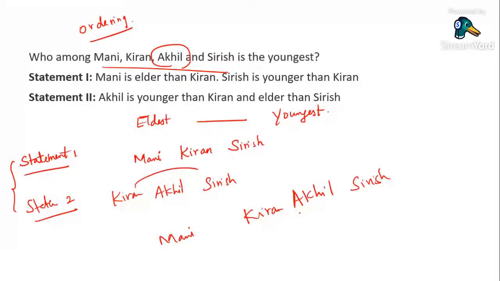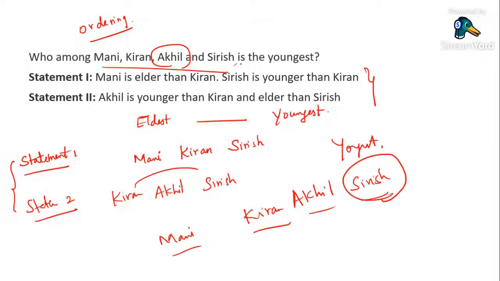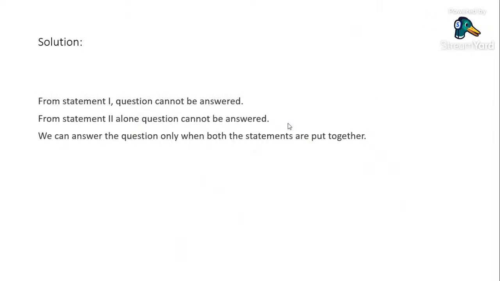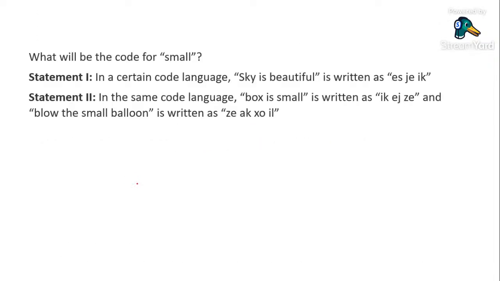Mani can fit anywhere. Mani can fit in the first place, or after Kiran, or after Akil, or after Shirish. So based on the position of Mani, the youngest person will differ. The next step we will do is combine them. Now we will place Mani by taking the second data into the first data. Akil is in between, so I will place Akil as the second person and Shirish after. Statement one alone cannot be answered, statement two alone cannot, but by combining both, we can answer it.